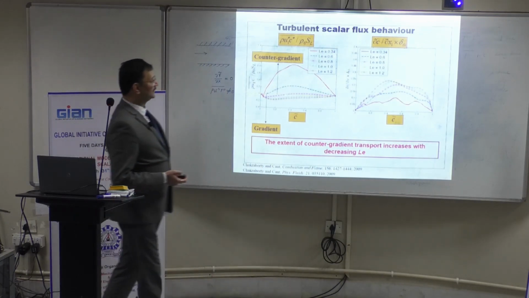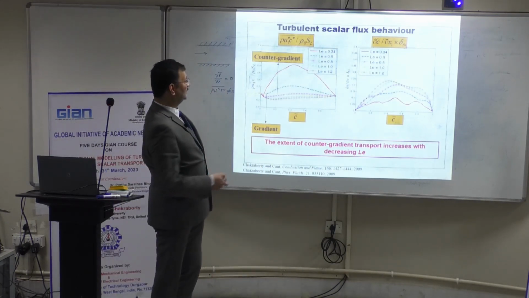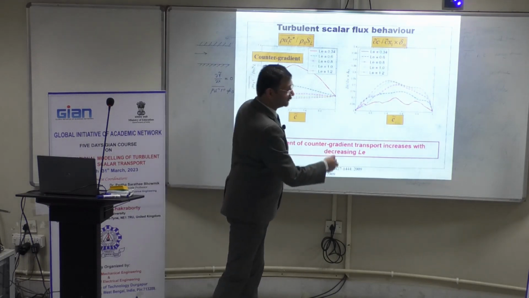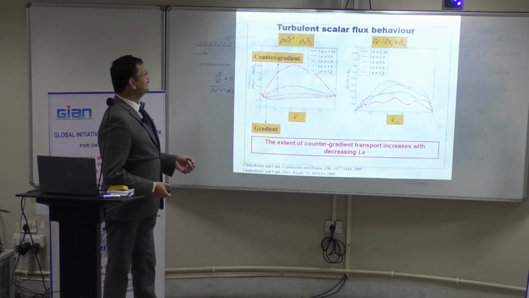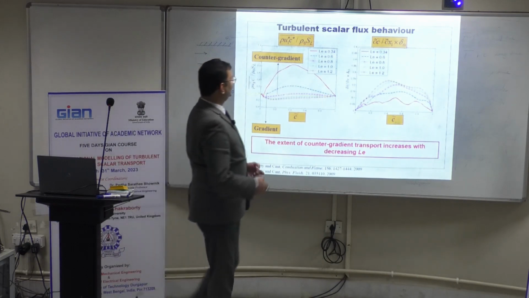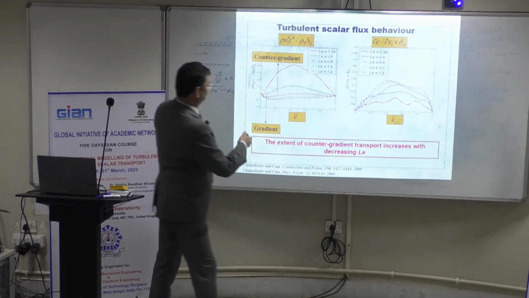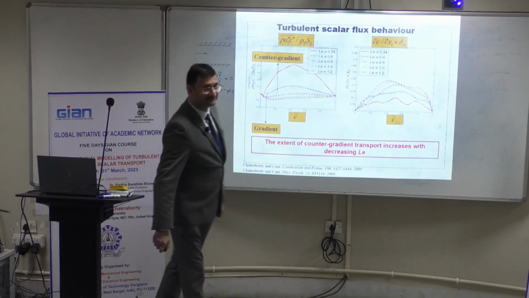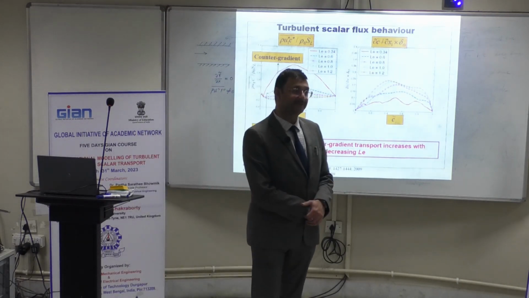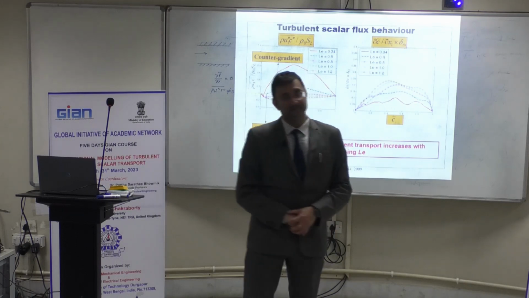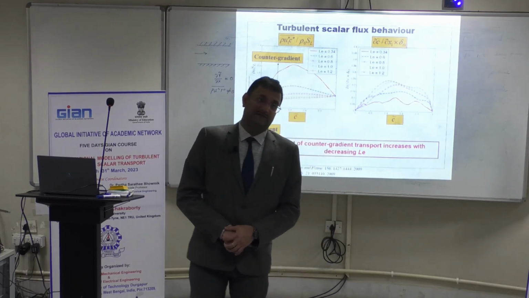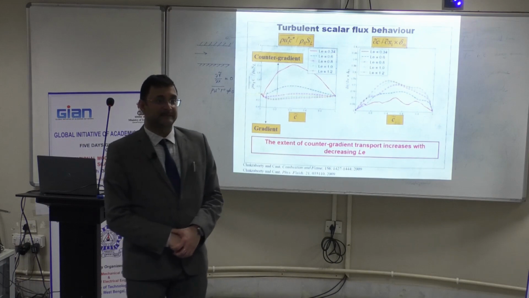Effectively, all the things that I mentioned, you can see del C tilde del X is positive. According to the gradient hypothesis, you would expect a negative value, but we are going to get a positive value of the scalar flux where you have the counter gradient behavior. Okay? And you can see the counter gradient behavior strengthens with decreasing Lewis number.